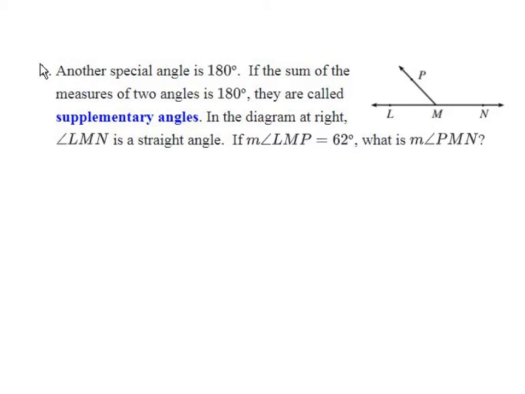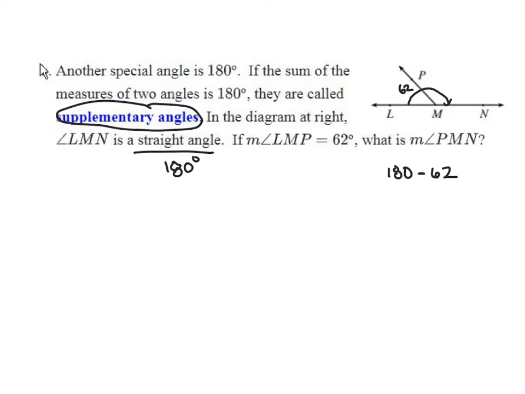Another special angle is when they form 180 degrees, like we have going on here. If they're 180 degrees, they're called supplementary angles. In the diagram at the right, LMN is a straight angle, which means it's 180 degrees. If LMP is 62 degrees, what is PMN? And so we would again take 180 degrees, take away the 62 degrees, and get 118 degrees.